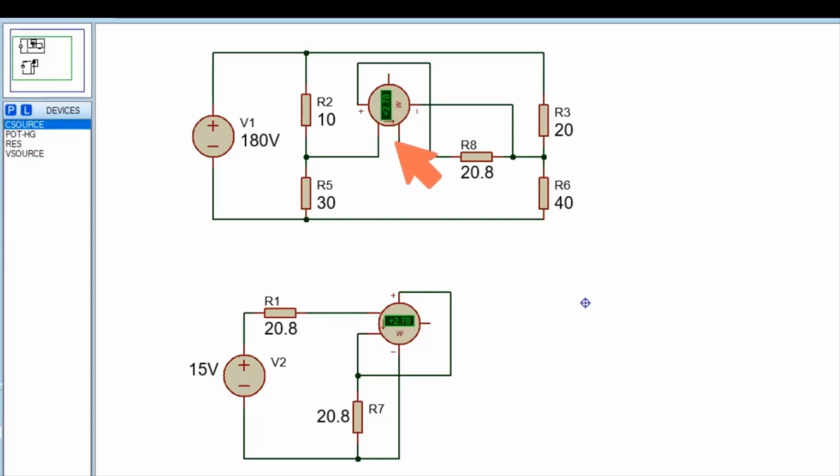See here, in the main circuit it is showing 2.7 watt. In the equivalent circuit also it is showing 2.7 watt, that is the maximum power at load. So my calculation is perfect.